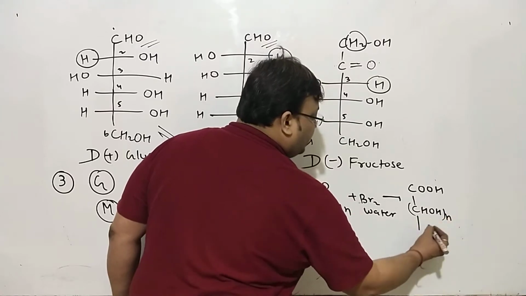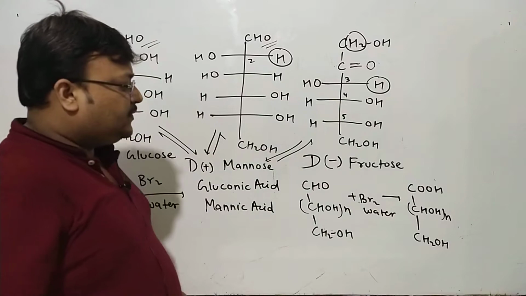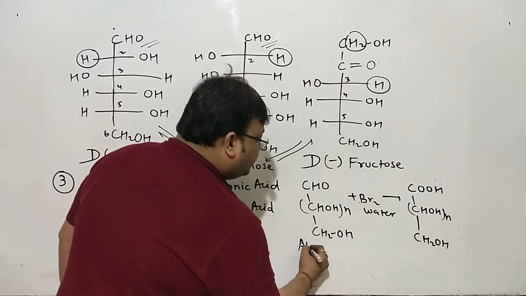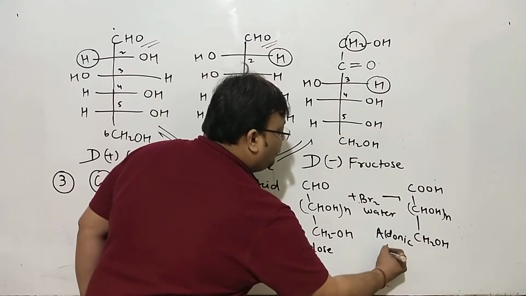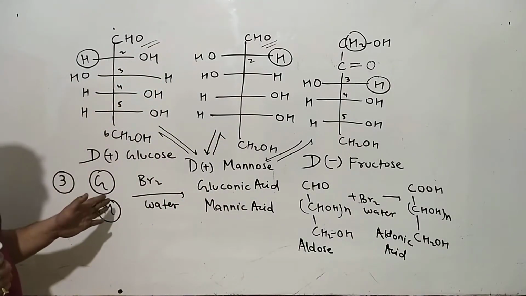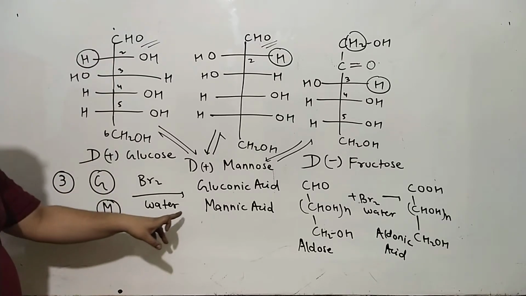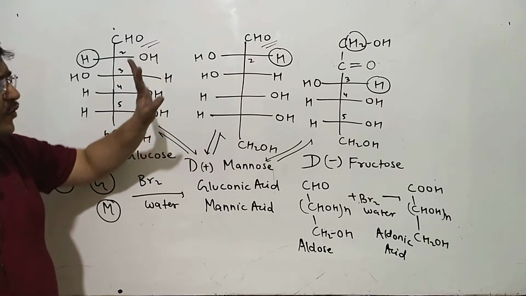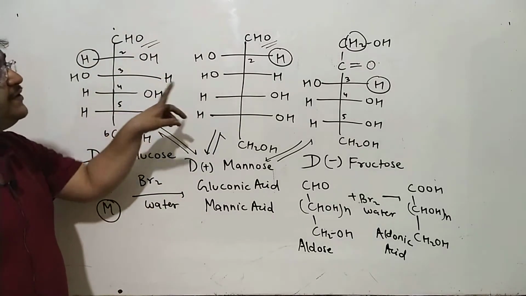This n is about the length of the carbon chain, whether it's a hexose or a pentose or a tetrose. So if this is an aldose with bromine water, it gets oxidized to an aldonic acid. So glucose will become gluconic acid, this will become COOH, this won't get oxidized. Mannose will become mannonic acid, this will get oxidized, this does not get oxidized. Gluconic acid and mannonic acid will also be C2 epimers.